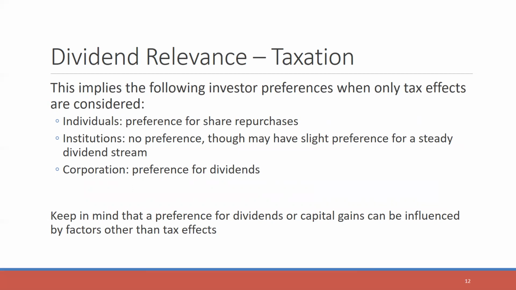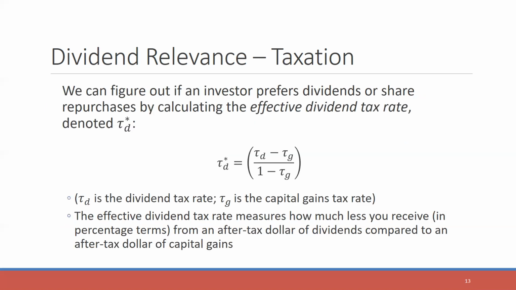We would think that individuals would have a preference for share repurchases. Institutions would have no preference, though they might slightly prefer the steady dividend stream, because as we saw from our previous lecture, dividends are fairly sticky. And then corporations, which might have a preference for dividends. Keep in mind that a preference for dividends or capital gains can be influenced by other factors independent of tax. So let's look more closely at this tax.